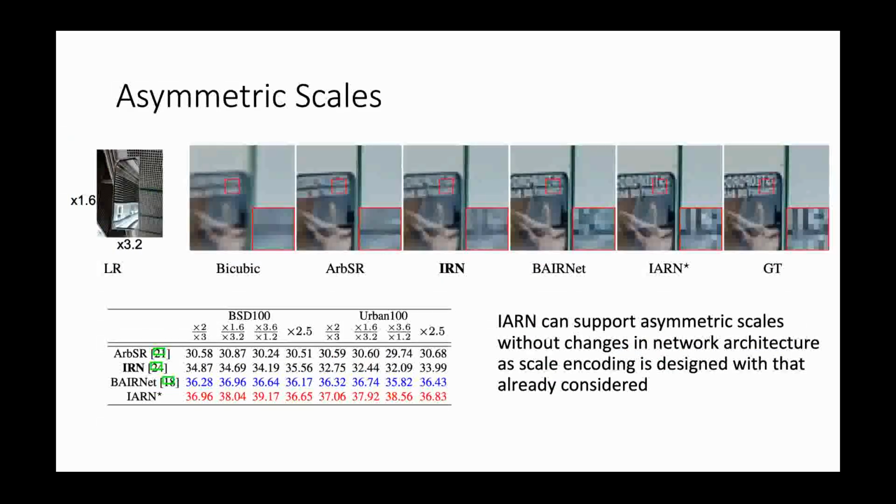Lastly, our model is capable of achieving asymmetric rescaling. That means the scaling factor along the horizontal and vertical are different. This is done without any change in the model or network architecture, as our scale encoding is designed with that considered.